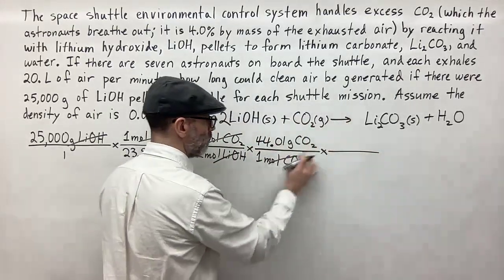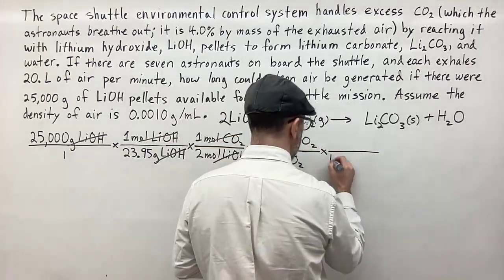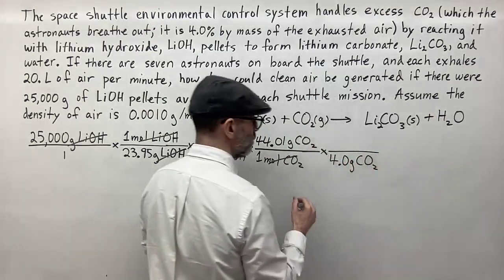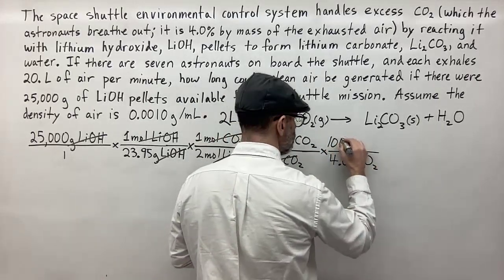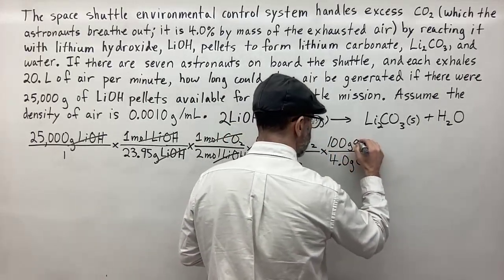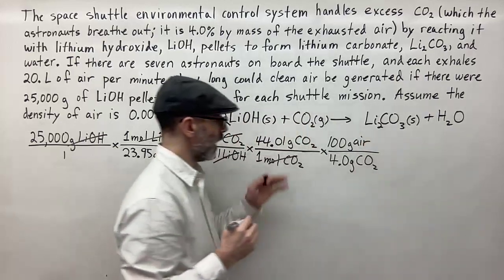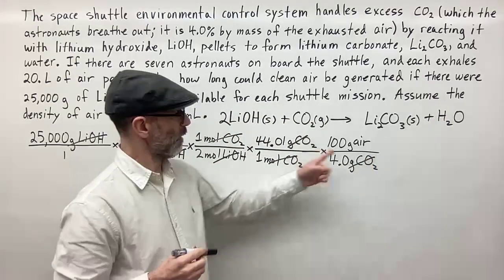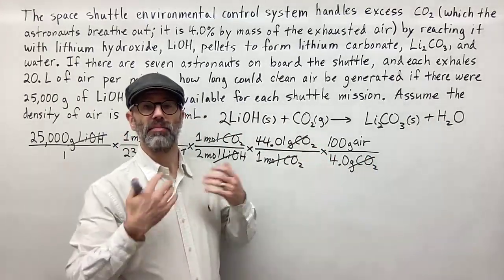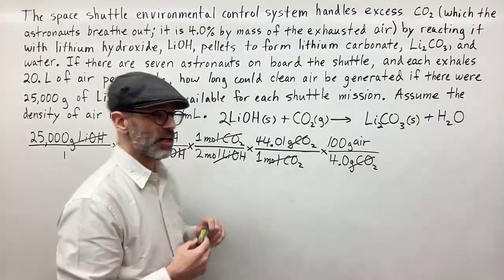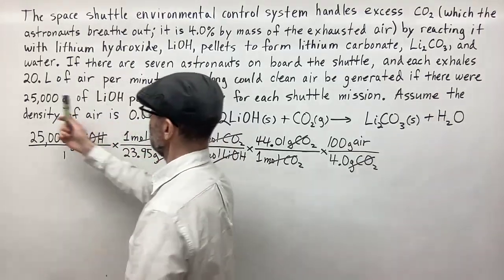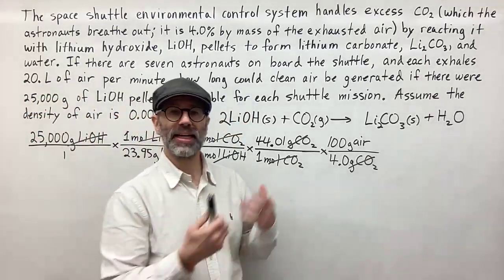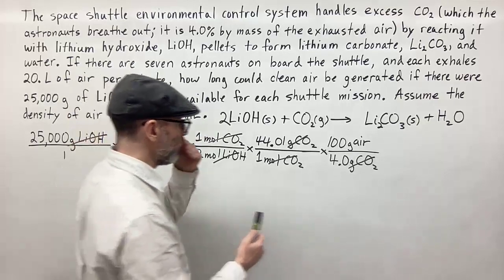So I have grams of carbon dioxide here, so I'm going to put 4.0 grams of CO2 on the bottom, and then 100 grams of the air that's exhausted on top. So grams of the carbon dioxide cancel out. Now I have grams of air, but I want liters of air because they tell me that each astronaut exhales 20 liters of air. So I need to get to volume.